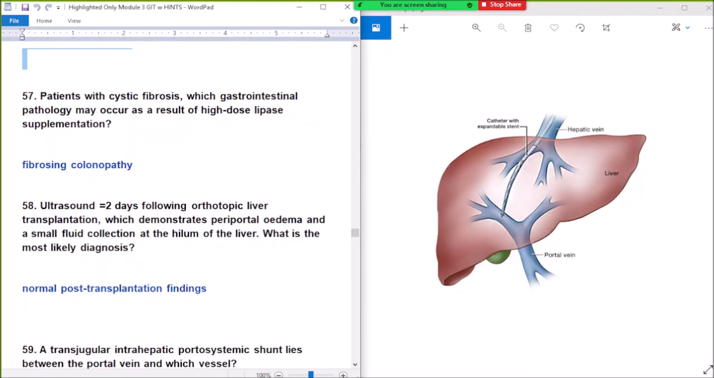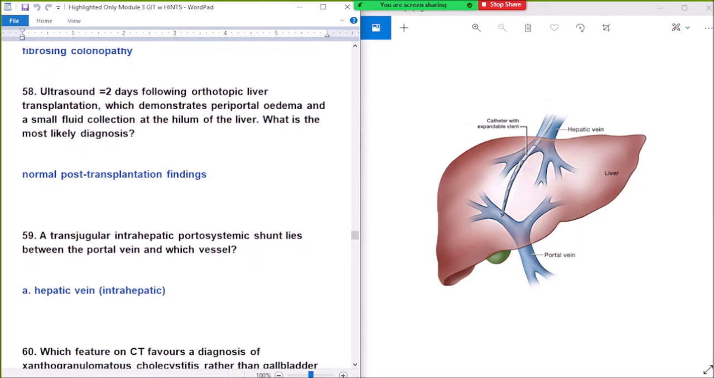Question number 57. In a patient with cystic fibrosis, which gastrointestinal pathology may occur as a result of high-dose lipase supplementation? Fibrosing colonopathy.